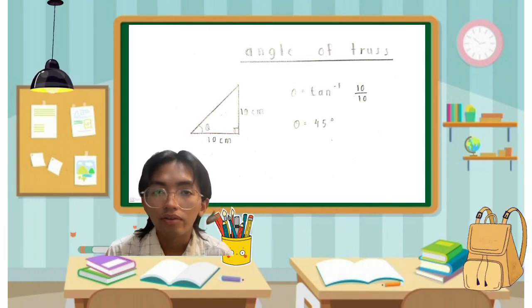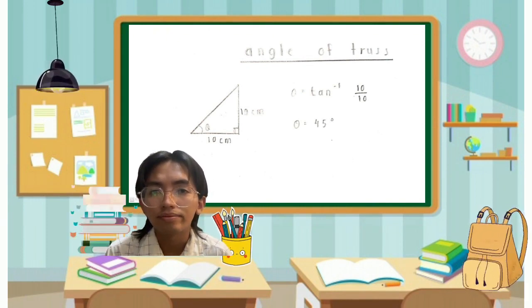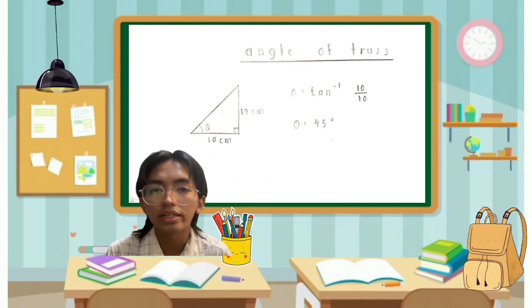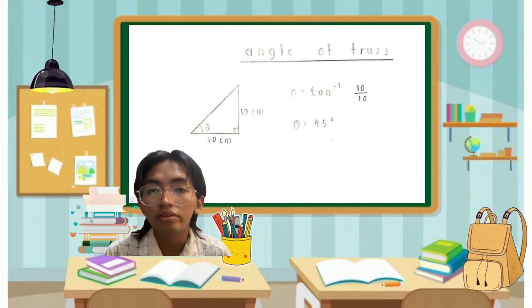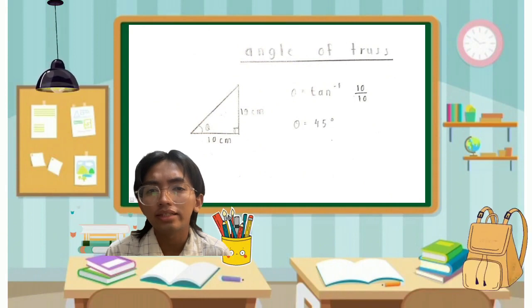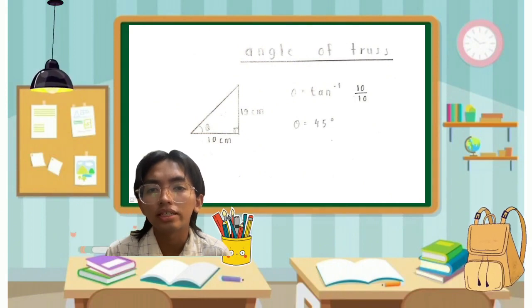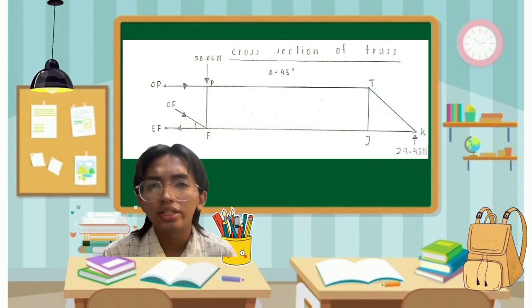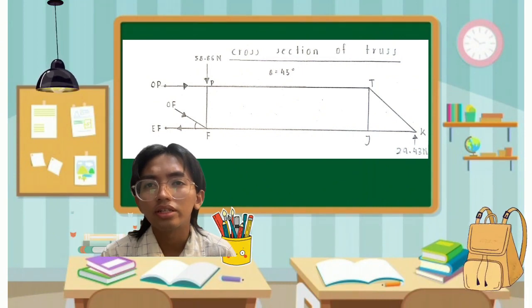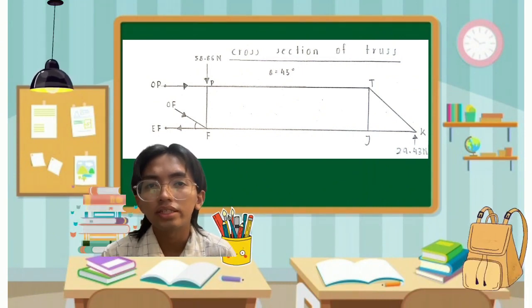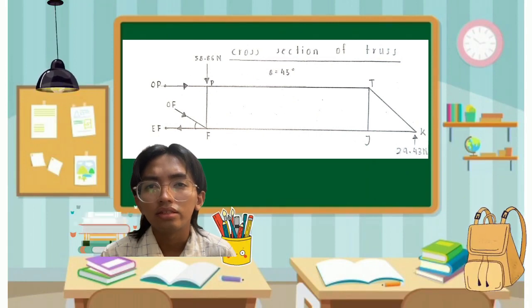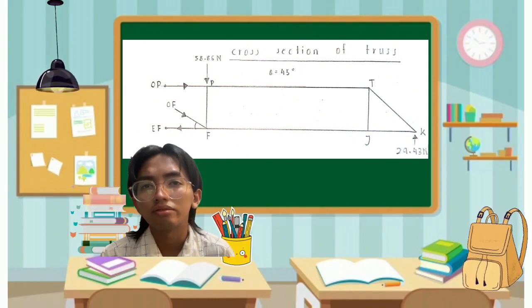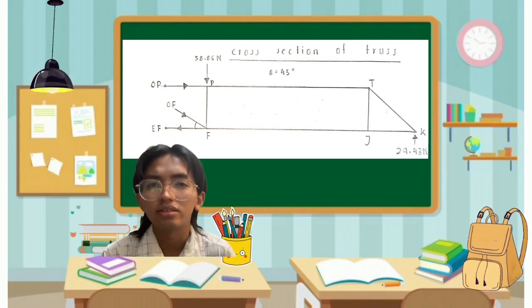For part 3, afterward, we found the angle of the trusses in the bridge system using trigonometric formulas. Each truss angle turned out to be around 45 degrees. We will use this angle data in the next step to calculate the force in each truss.